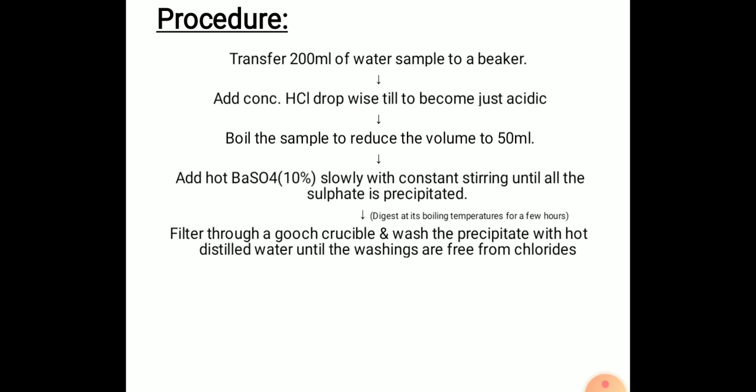After this digestion, we can filter this precipitate using a Gooch crucible and wash the precipitate with hot distilled water until the washings are free from chlorides. Whatever barium sulfate we have in the form of precipitate has some impurities, so that is washed with the water, which can remove the chloride ions from the filtrate.